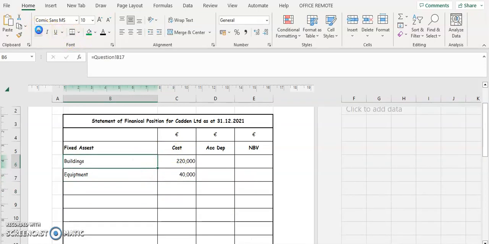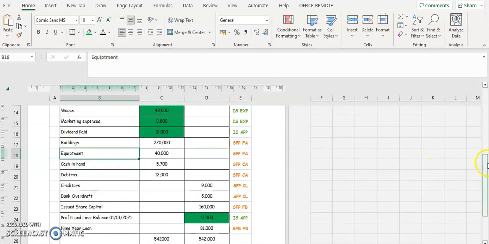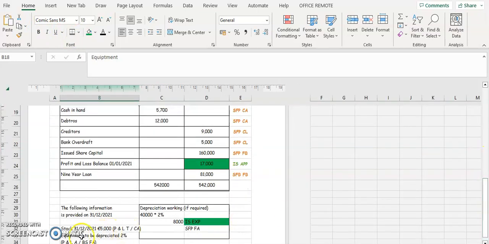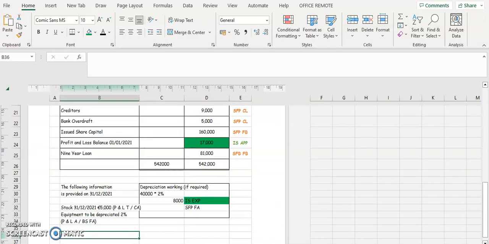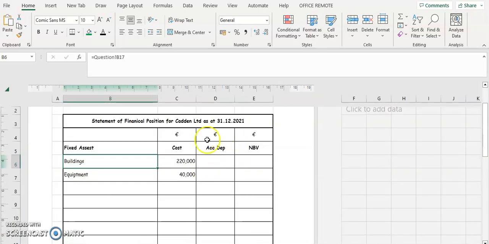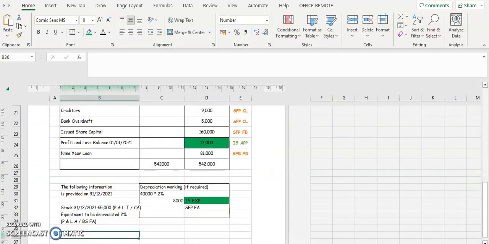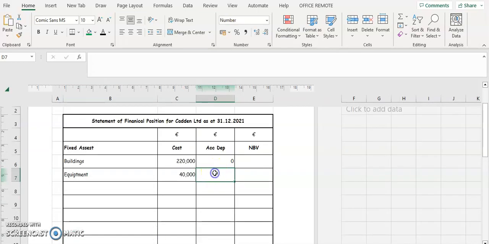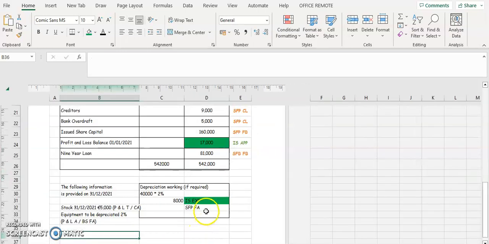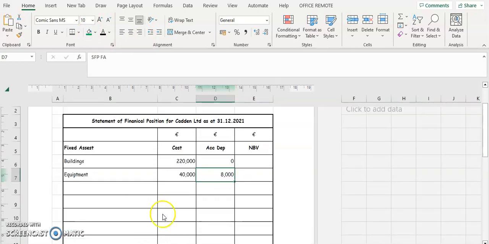Now, at the end of the question, it tells you about depreciation. So the only item that's depreciated in this question is our equipment. So we don't have any depreciation for our building, so it's going to be 0. And then we've calculated what our depreciation is for equipment, and that's going to be 8,000. So 8,000 is going to go in here, underneath accumulated depreciation, on the line for equipment. So now we've put in our equipment twice, so we know we're on the right track.